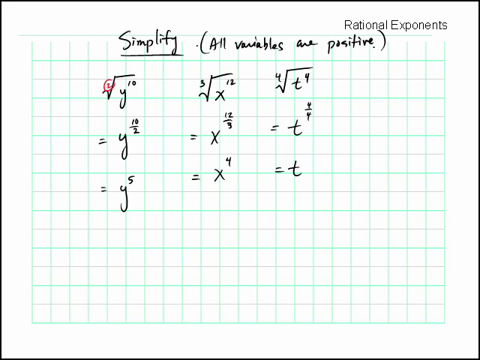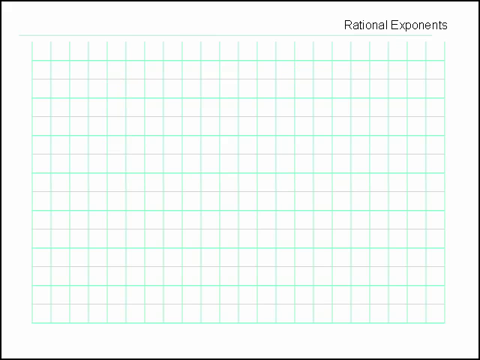All of the rules of exponents still apply. For example, if I have x to the 1/2 times x to the 1/4, I add my exponents together just like I normally would. So this is x to the 1/2 plus 1/4. Getting a common denominator, that's x to the 3/4, just like that. And if required, you could write that as a radical.